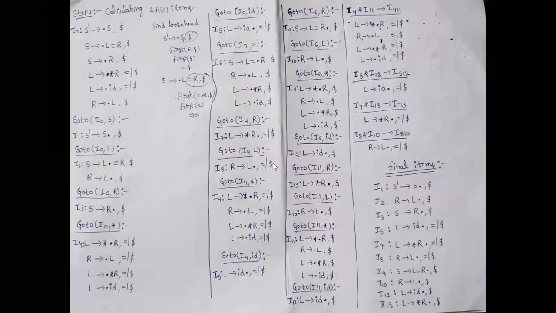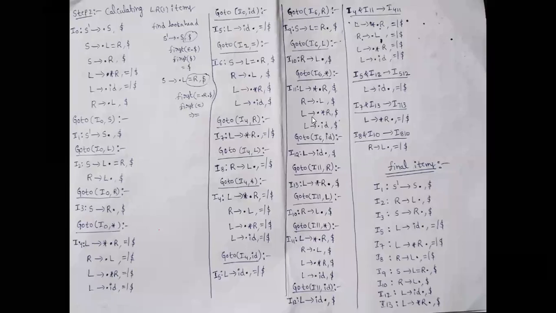Then we are applying go to on I11 comma ID. So here, I11 comma ID, L produces ID dot comma dollar. This production is existing as I12. So we are naming the same state name, that is I12. So next, I11 is completed.